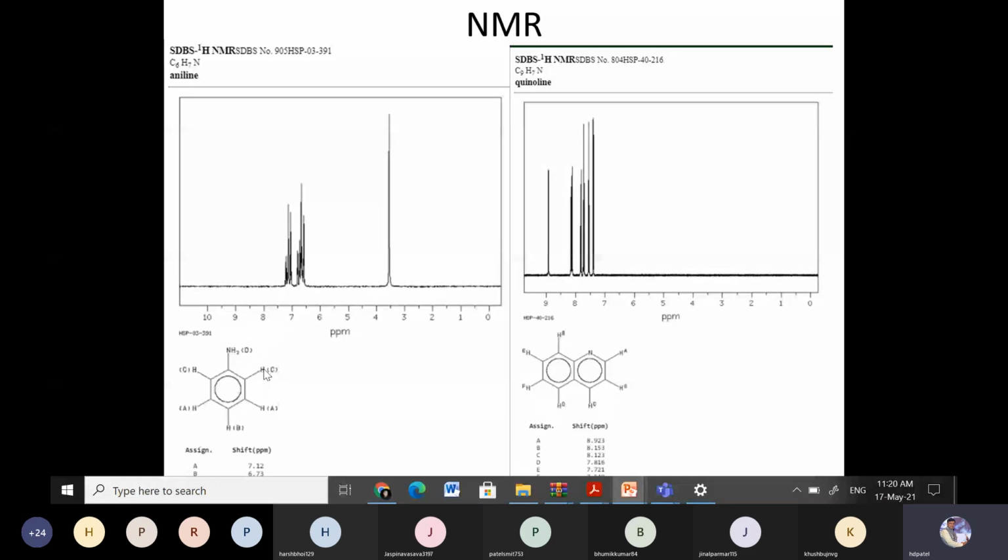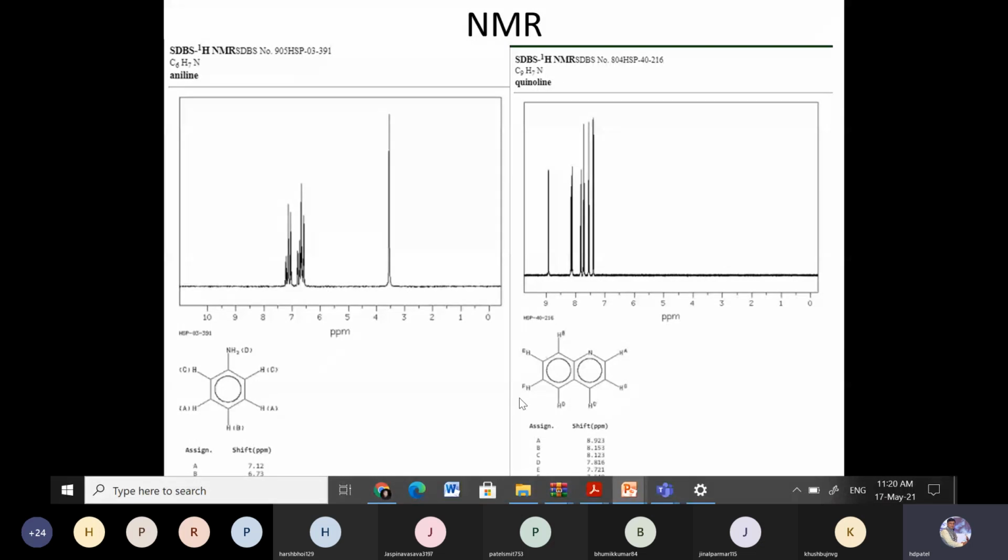Now for quinoline, as we can see here, the primary amine is absent. So there is no peak between 3 and 4. Here this peak is for NH2, but here we don't have any peak. So we can clearly see that the primary amine is absent.